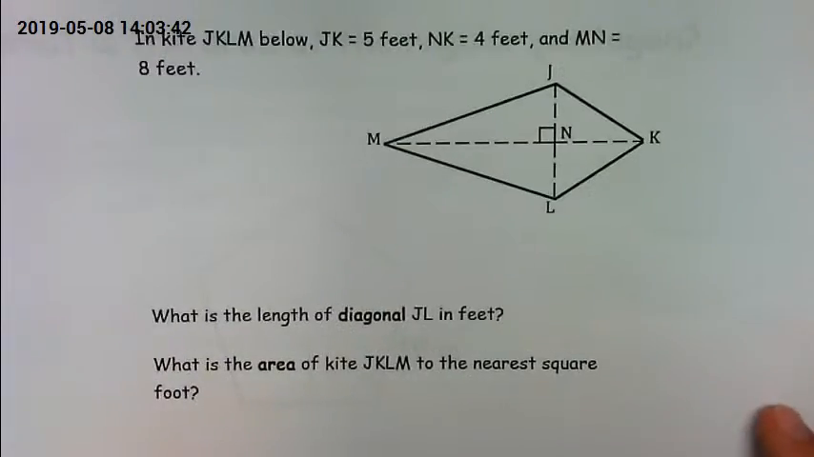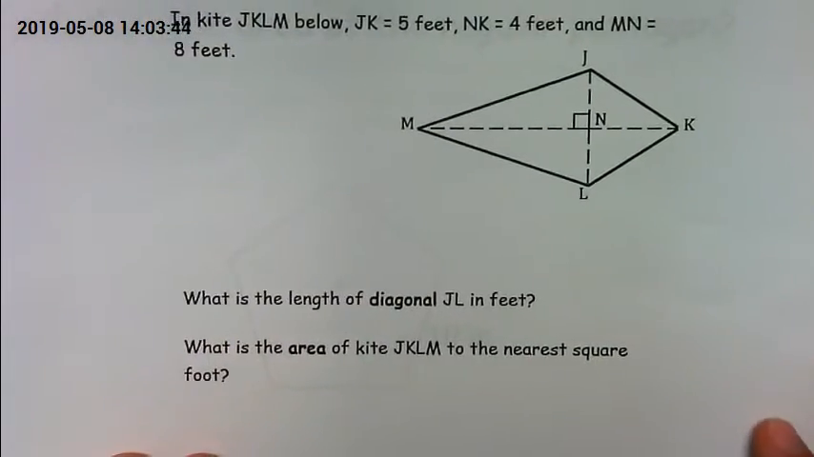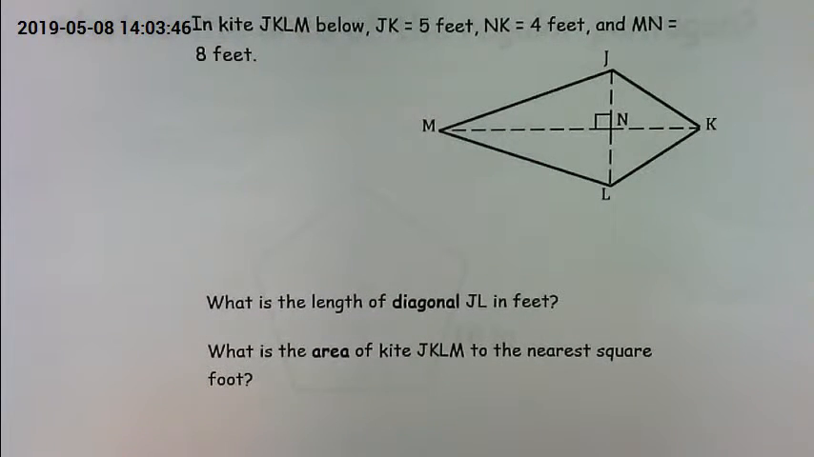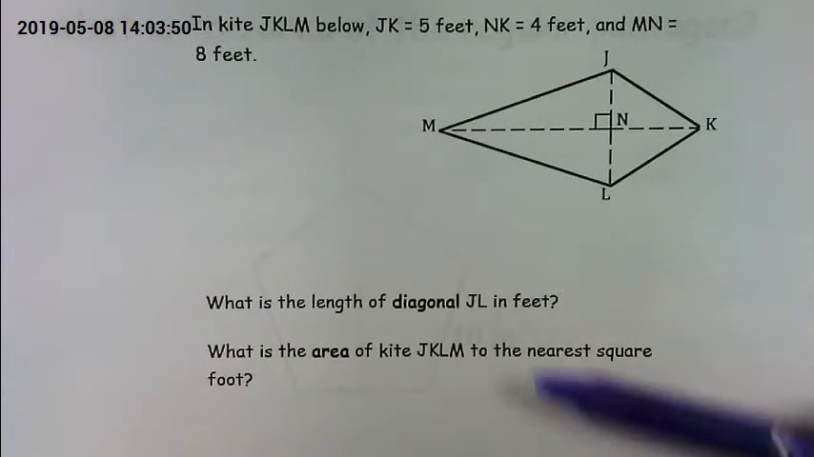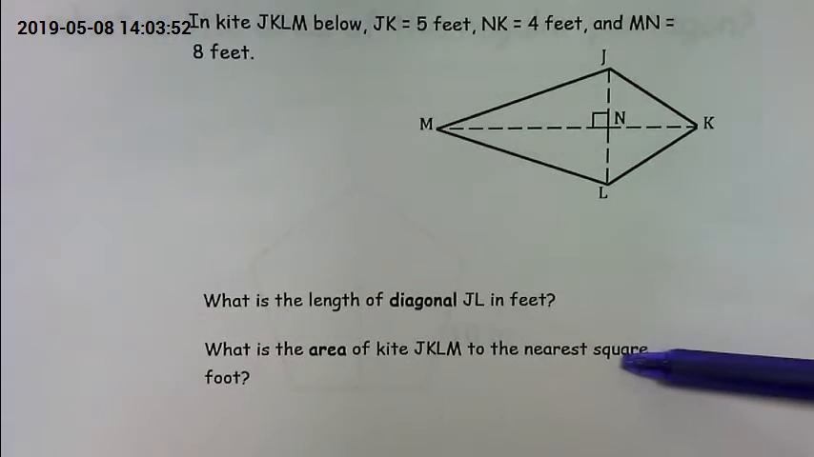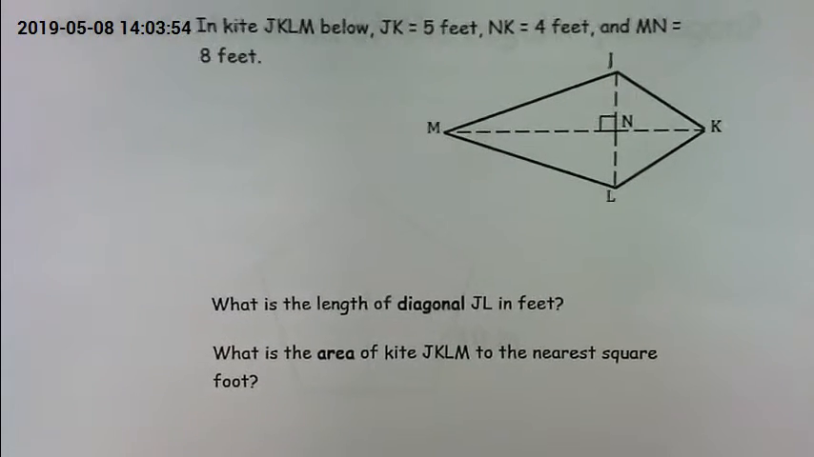I like this nice small class because I can get through problems a little bit faster. Alright. Oh, no. We have a kite. I don't like that. Now, there are two questions. You have to be able to answer the first question before you can answer the second question.